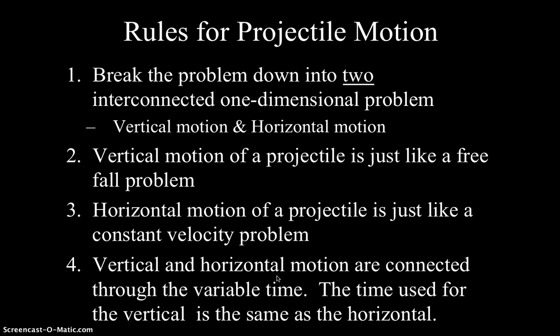We're going to treat the vertical motion of a projectile just like a free fall problem, just like we did when we did the free fall unit. And the horizontal motion of the projectile is just like a constant velocity problem, where we have the constant velocity because there is no forces acting on the object anymore, therefore no change in acceleration, therefore no change in velocity. So we have a constant velocity.